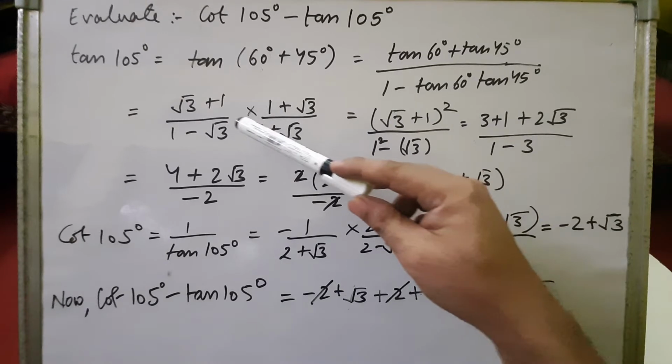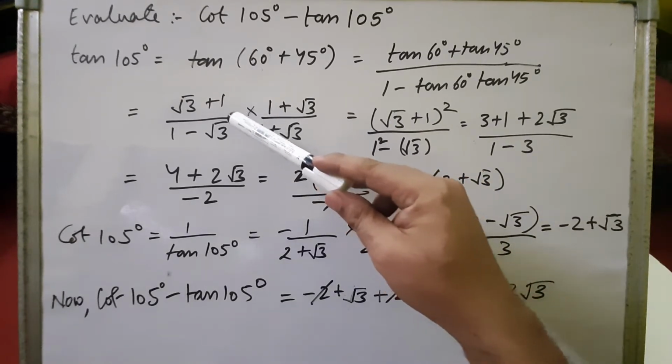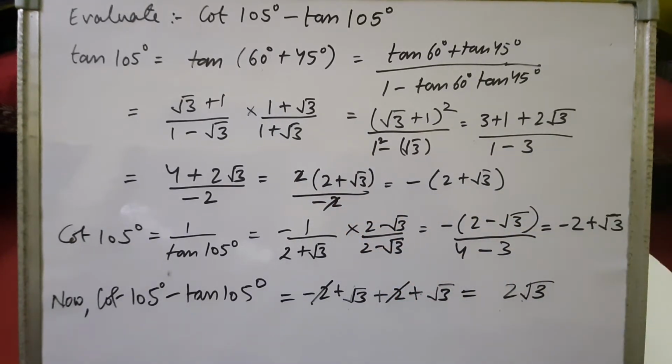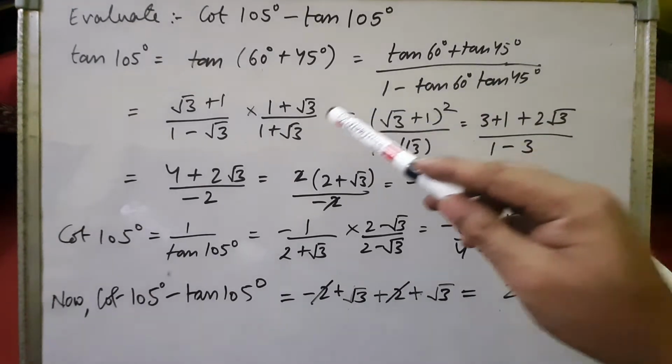On substituting the value, we'll get the result (root 3 plus 1) upon (1 minus root 3). Now you can see, children, we are getting a square root in the denominator. So we are rationalizing it by multiplying by the conjugate. So 1 minus root 3 will be multiplied by 1 plus root 3, and 1 plus root 3 in the numerator and denominator. Right? So when we do that, what will we get?